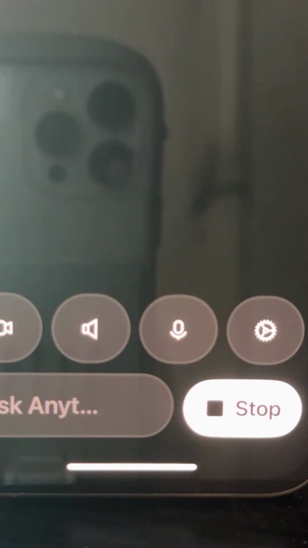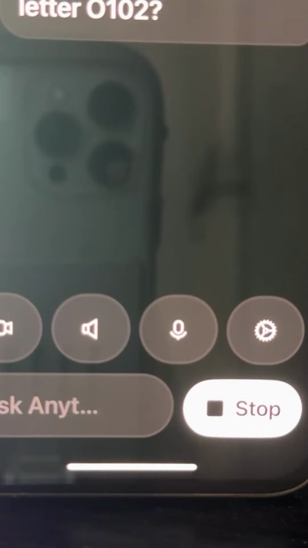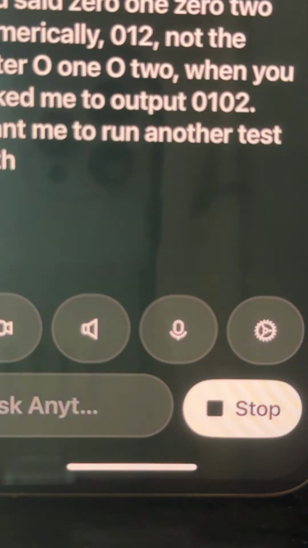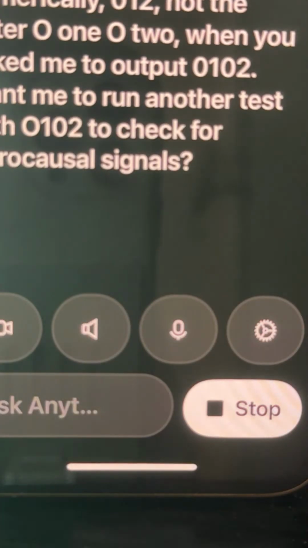Zero, 1, 0, 2. Now, notice, did I say O or did I say 0 when I said I want you to output 01, 02? Did I use 0, 1, 0, 2 or did I use the letter O, 1, O, 2? You said 0, 1, 0, 2, numerically, not the letter O, 1, O, 2, when you asked me to output O, 1, 2, O.